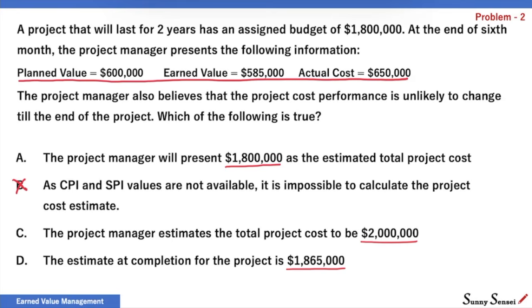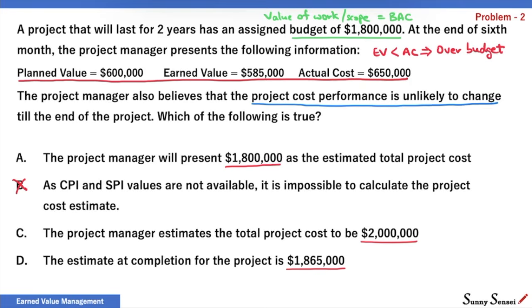The budget for the project is $1.8 million. This is the total value of work that we have to accomplish in this project. Budget at completion. Earned value is less than the actual cost. The value of work done is less than the money spent to get the job done. We are over budget.